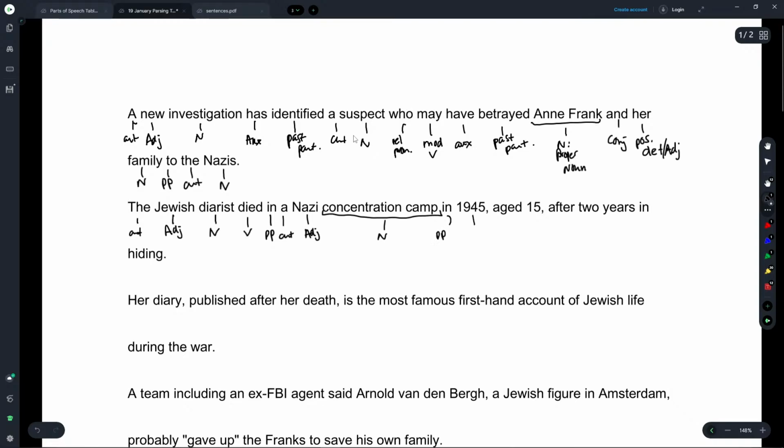In, preposition of time, 1945, which is a numeral. Aged, past participle. 15, another numeral. After, preposition. 2, numeral. Years, noun. In, preposition. And hiding, which is a verb. And we are going to call this a present participle. A present participle.